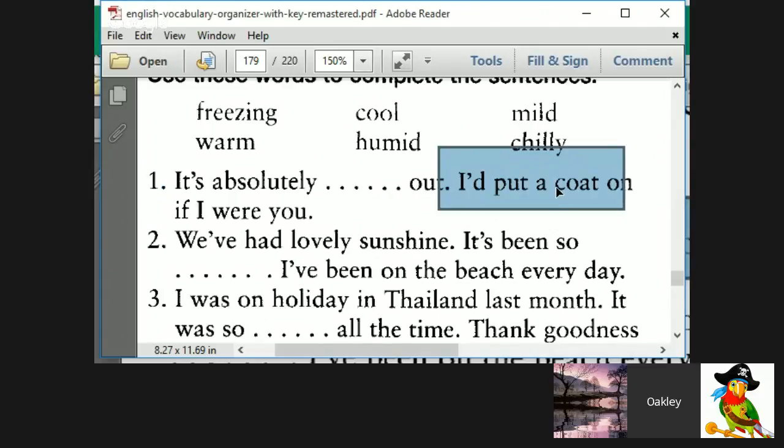Advice, more like advice slash warning. I'd put a coat on if I were you. Be careful in the parking lot. It's a sheet of ice. It's very common to comment on the weather and warn about the weather at the same time. It's very normal.